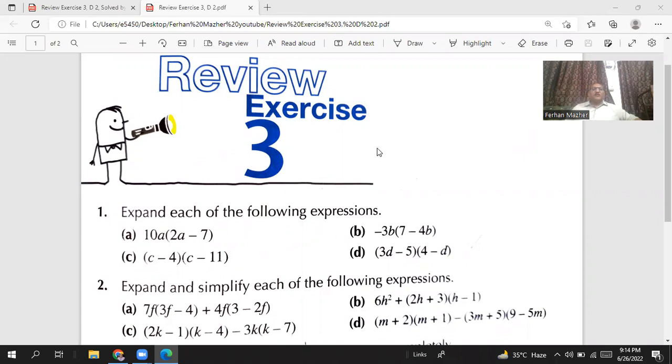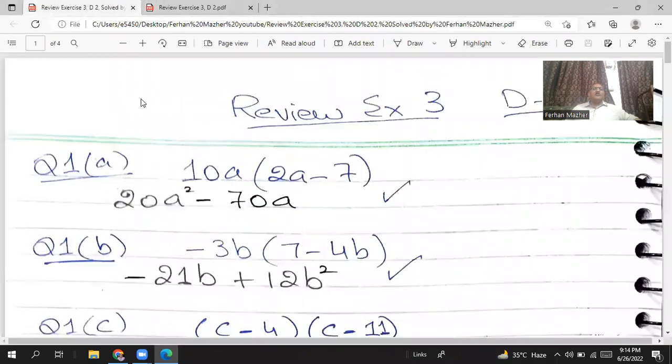So the first question in the review exercise, question number 1, A part, 10a bracket 2a minus 7. So this 10a is multiplying with this bracket, so it will multiply with both the members inside that bracket. So 10a will multiply with 2a, it gives you 20a squared. 10a will multiply with 7, so it will give you minus 70a.